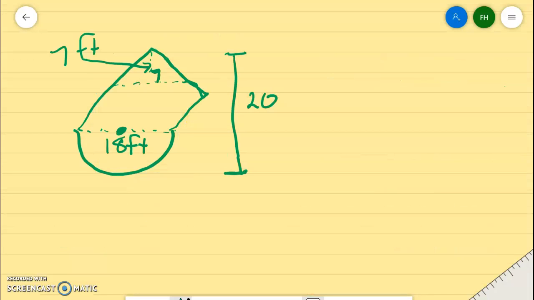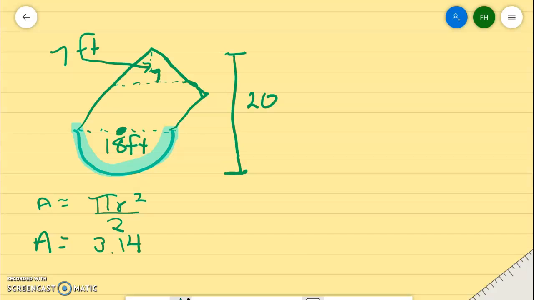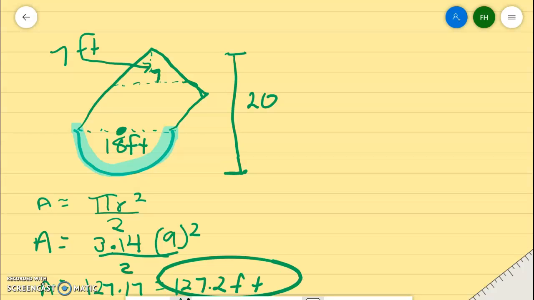Okay, for this one, I would start with a circle. So we have half of a circle. So area equals pi r squared divided by 2. So remember, we know the diameter is 18 all the way across. So divide by 2 to get the radius. So the radius is 9. So we're going to do 3.14 times 9 squared divided by 2. And that is 127.17, but we're rounding to the tenths. So 127.2 square feet. So that's one shape that we have out of the way.